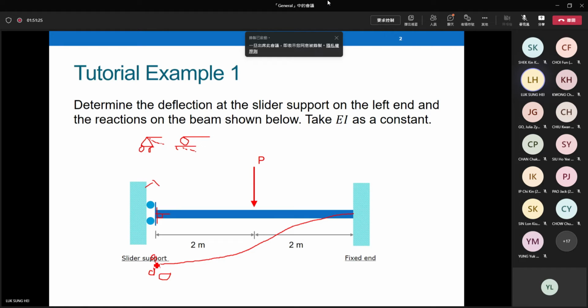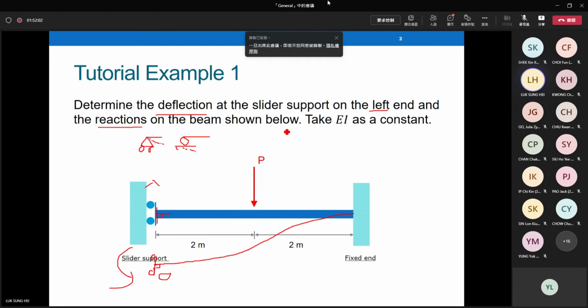Slider support. There is no rotation at this point. If there is no rotation, that means there should have reactions. There should have reactions, bending moment here, to restrain the movement of these structures. In this problem, we are going to determine the displacements at the slider support and also find out the reactions of the beam. Two things, displacement and reactions as usual. And then I will also go one step further through the shear diagram, moment diagram, so that you may practice yourself if you have time.